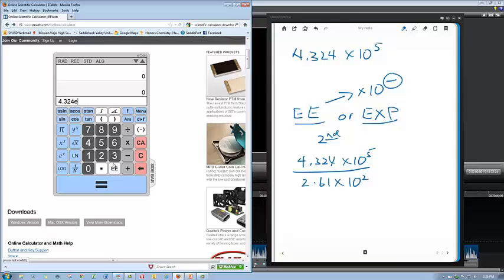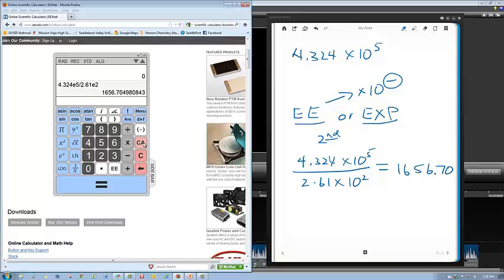Okay, so let's try it, see what happens if I do it the way I'm supposed to. 4.324 EE5 divided by 2.61 EE2. And my answer should be this. It should come out to 1656.70. We'll round it off like that for now.